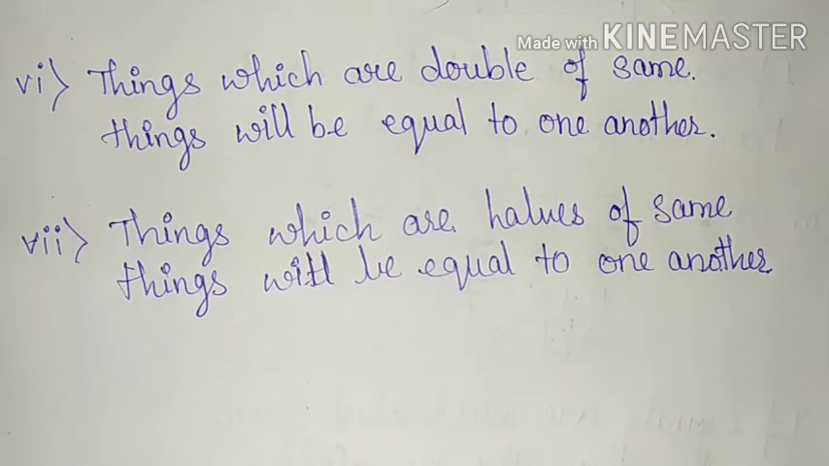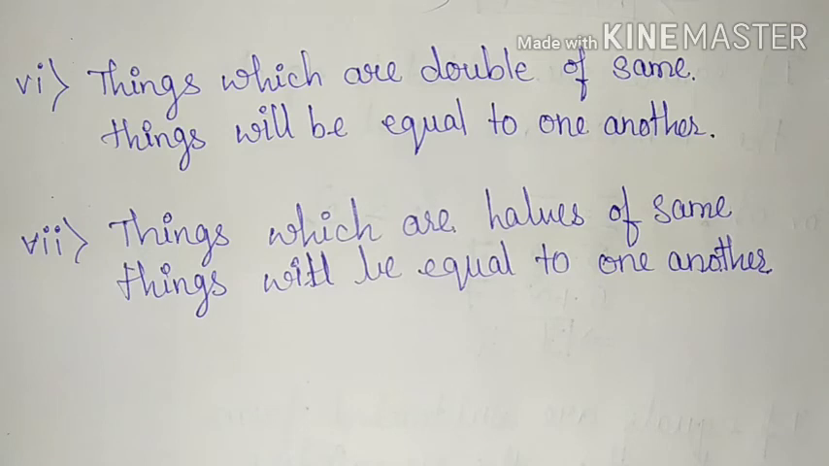The statements of the last two axioms are as follows. The sixth axiom says that things which are double of the same things will be equal to one another, and the seventh axiom is the reverse of that. In the sixth axiom, it states things which are double of the same things, that is, double of 2 is 4. It's like that, doubles. Okay, 2 times. Things which are double of the same things will be equal to one another.